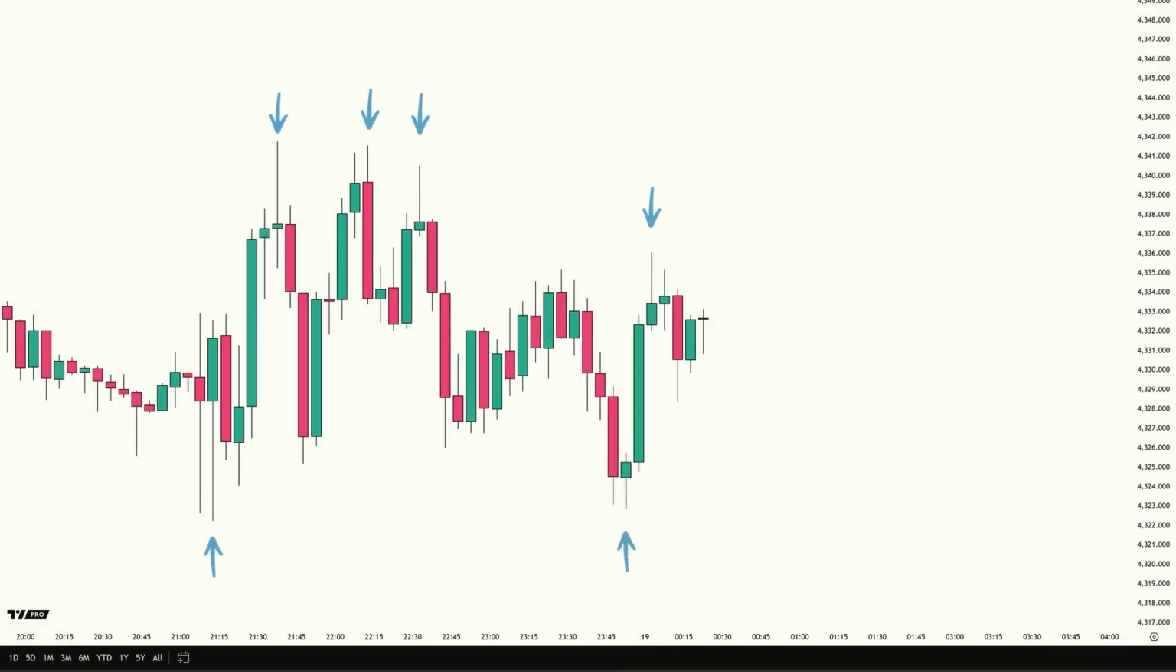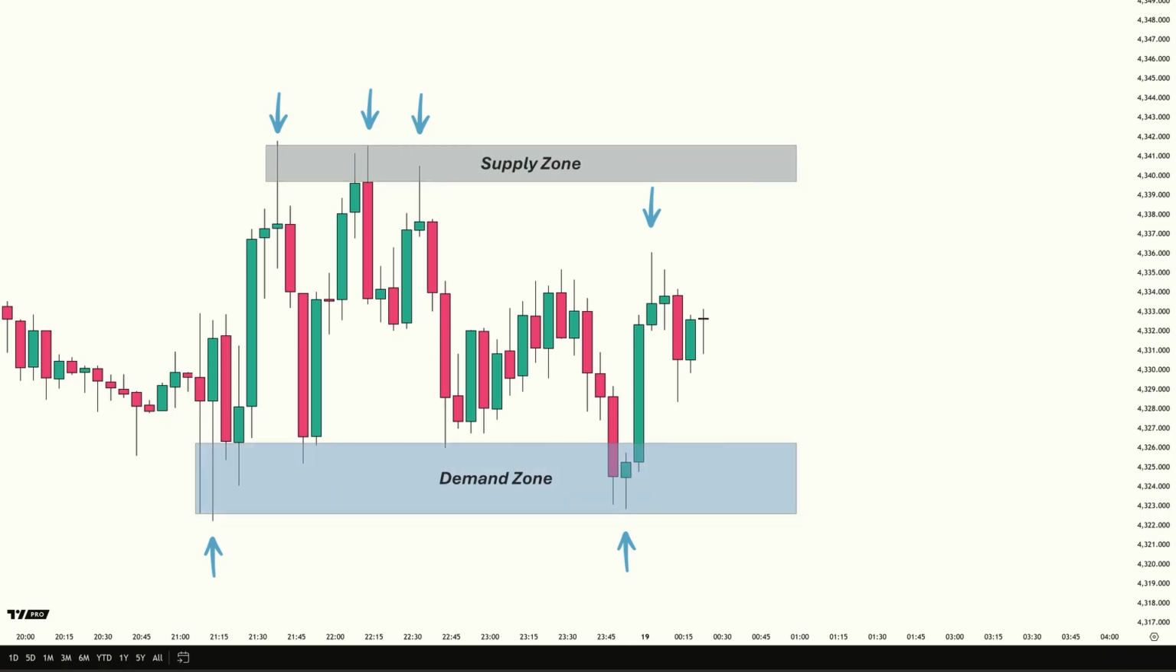Wicks are important price action signals on the chart. They highlight areas where strong price rejection occurred. By marking these levels, we can often expect price to react again when it revisits the zone.